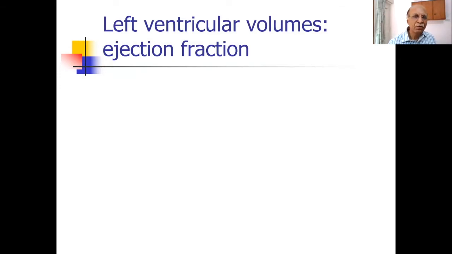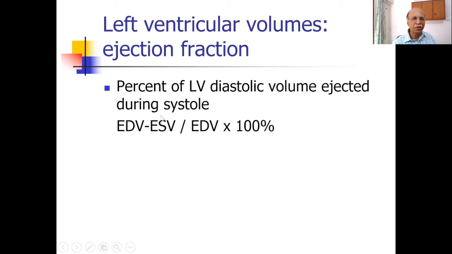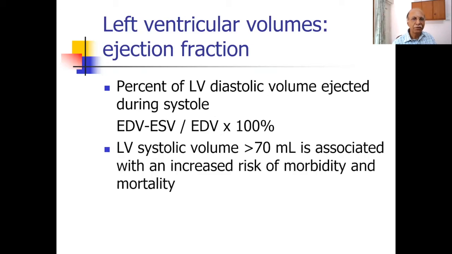For this you need to measure the volume, and the method, as I mentioned, is the modified Simpson's formula. It is the percent of LV diastolic volume ejected during the systole, and it is calculated by measuring the end diastolic volume and systolic volume, substituting the values in this equation, and you get the ejection fraction. It also gives you one more important piece of information, that is, if the LV systolic volume is more than 70 ml, it indicates that there is an increased risk of postoperative morbidity and mortality. So that's also another important parameter if you are measuring the volumes.